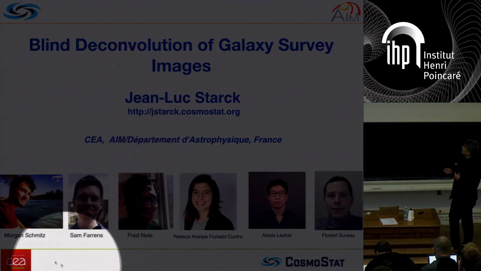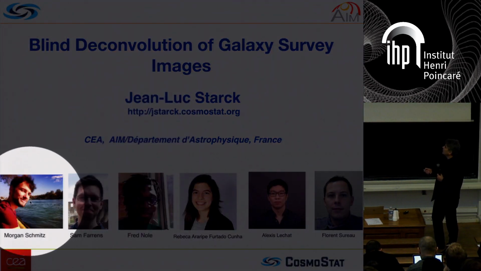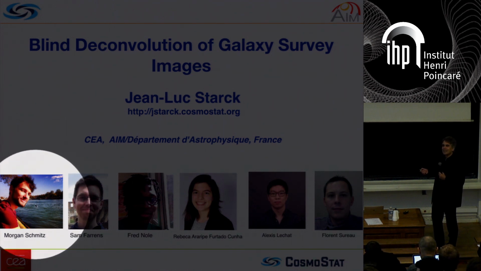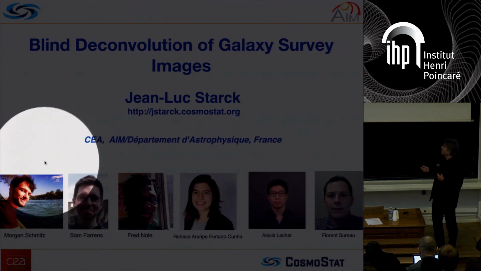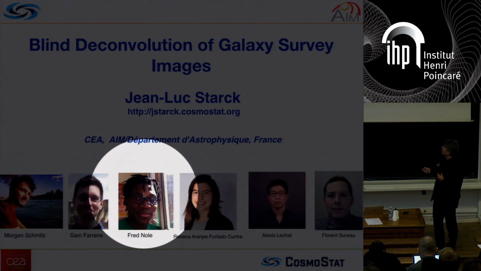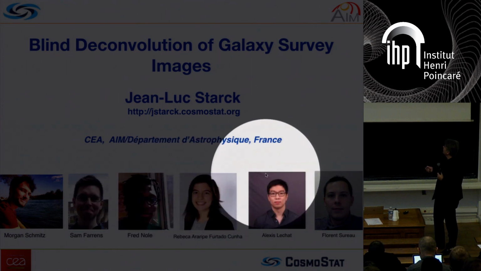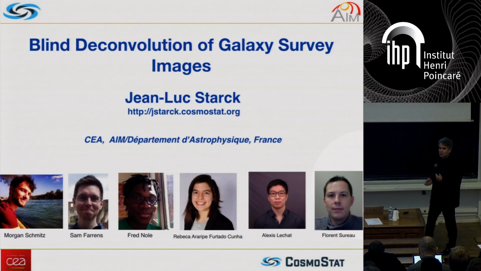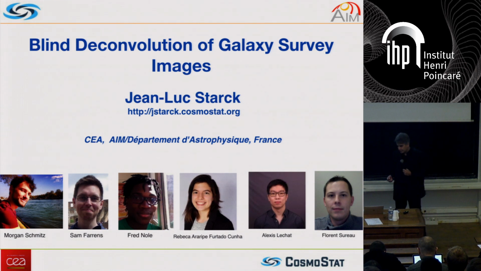And here, Morgan Schmidt, who is a PhD student now in my group. Morgan is here, so you can raise your hand, Morgan. Yeah, so an equation on optimal transport is for Morgan. Sam Ferrance, who is my colleague at CEA. Fred, who is a former PhD student. Rebecca, intern. Alexis, intern. And Florence Sureau, a colleague at CEA.